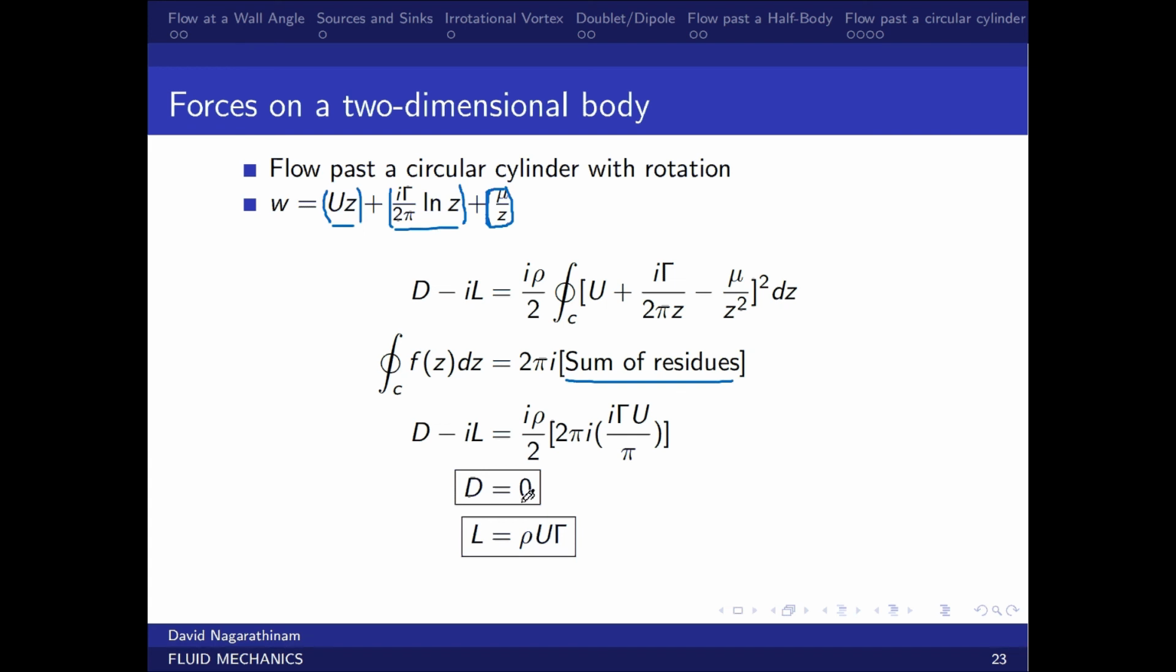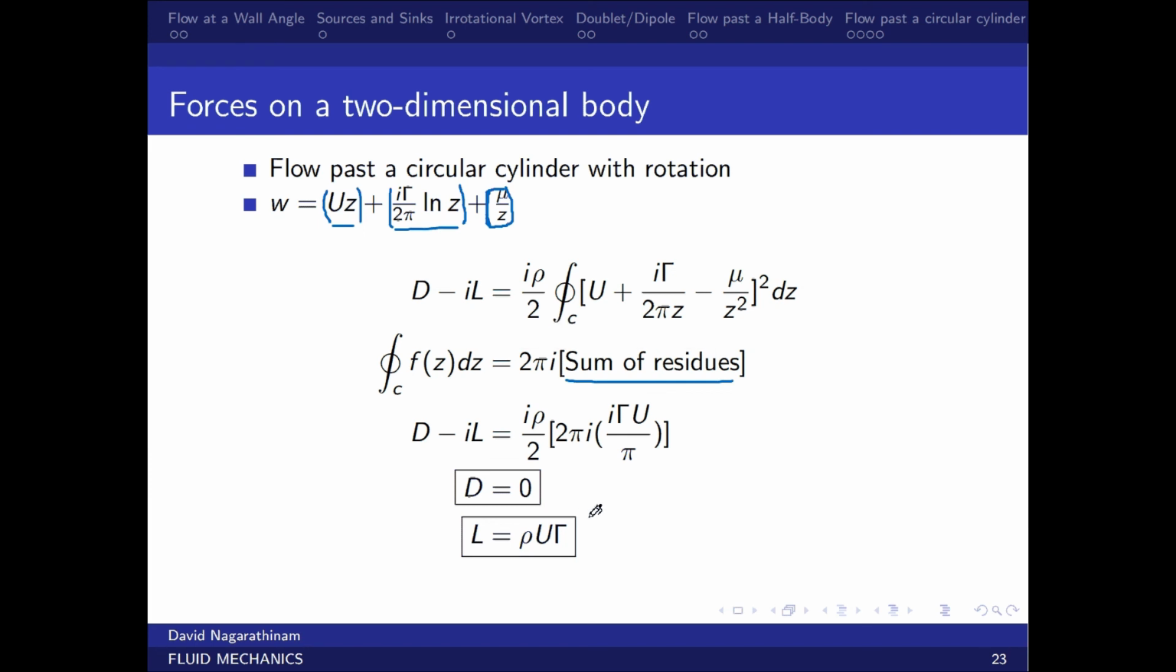And in such a scenario, we observe that the drag force for the case of a flow past a circular cylinder with rotation is going to be equal to 0, whereas the lift force is going to be represented by rho U gamma, where gamma is the circulation due to the rotation of the cylinder.